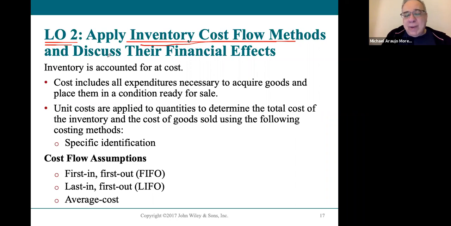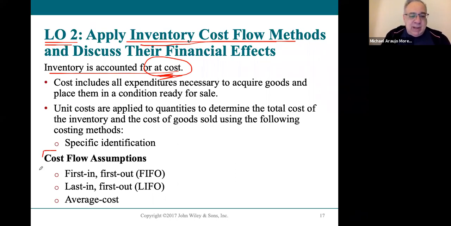Basically speaking, remember, when they buy the inventory, they record it at cost. That means they are keeping track of the costs of all their inventory. When they actually sell it, this is the exact same cost that they used for cost of goods sold. So how they determine that is what you're going to be learning.